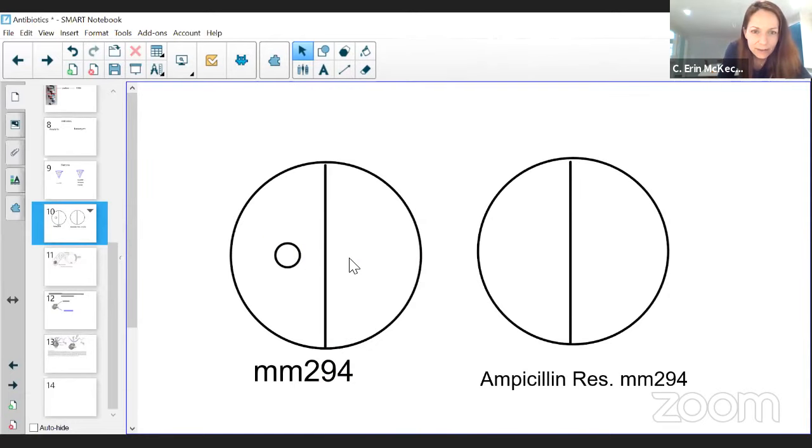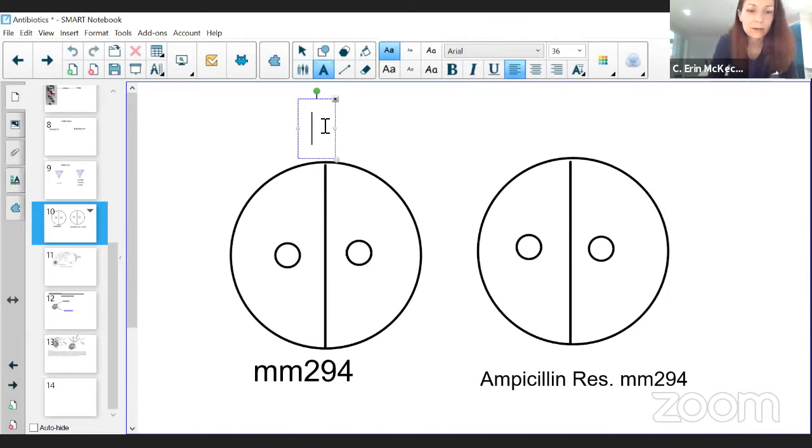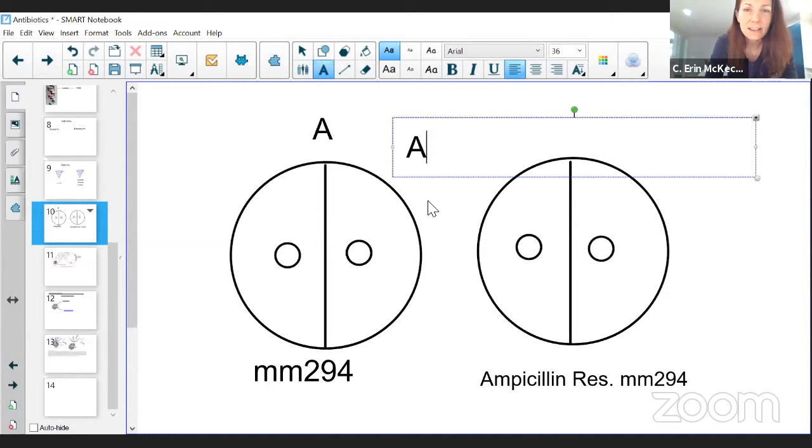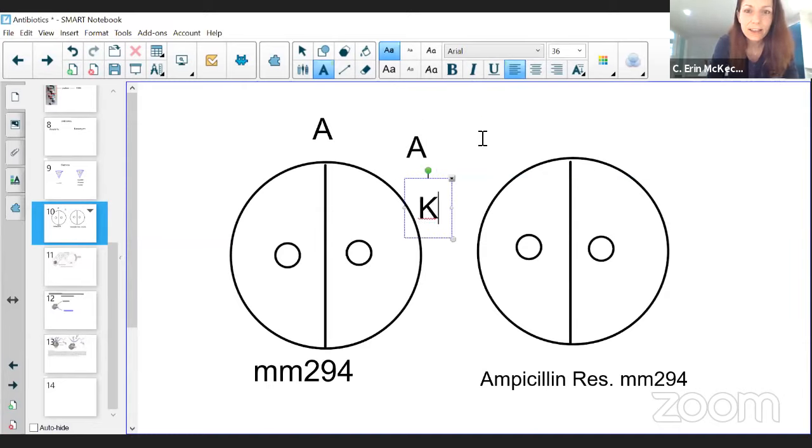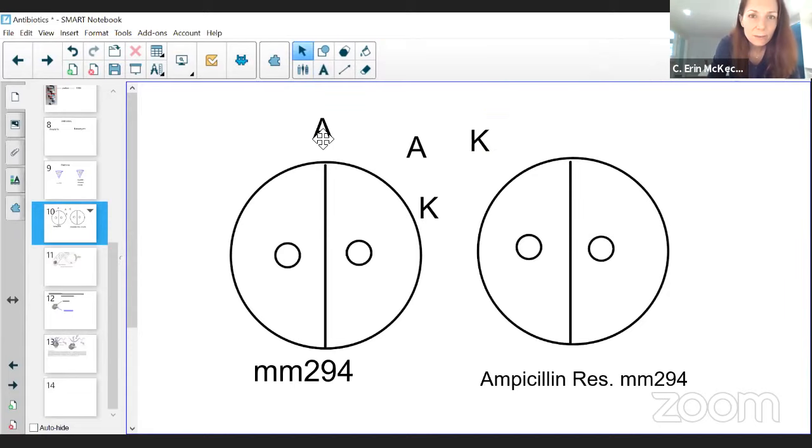There we go. So each plate got a little ampicillin and a little kanamycin. And I still need to put my little A and K labels on the bottom, okay? Make sure we know. So we got A, I'll make a second A, K, K. So we put a little ampicillin on each plate, a little kanamycin.